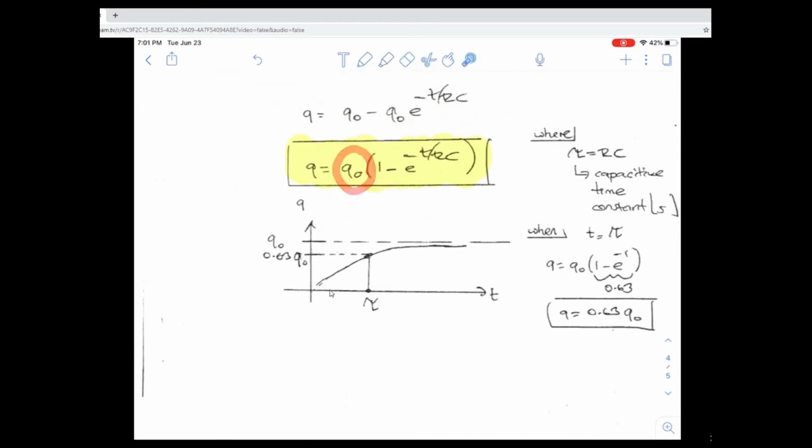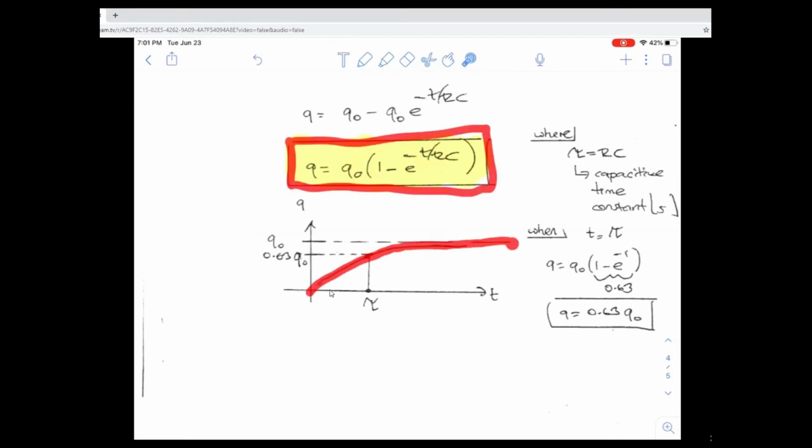We got Q naught. What does Q naught represent? Q naught represents the maximum amount of charge that the capacitor can hold. Which means that within this time period, which is T, the charge gradually is going to build up to its maximum value. This equation that you're looking at represents this curve. So this is the equation that represents the charge up. This charge is going to gradually build up to its maximum value.